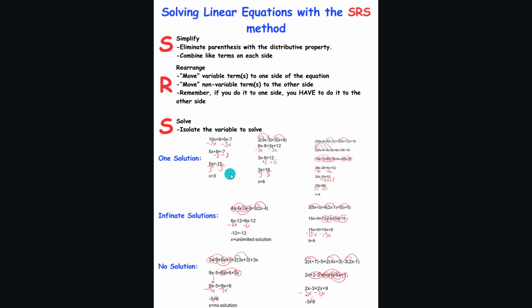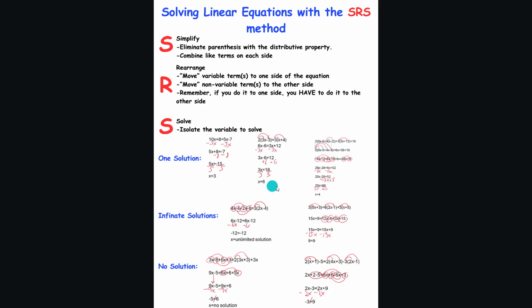It actually skips right to R, where you just move the variables. So you subtract 5x from both sides, and then subtract 8 from both sides, and then divide both sides by 5, and you get your answer.